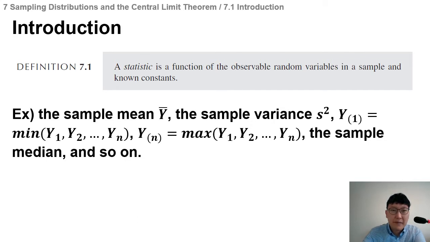So the sample mean y bar, or the sample variance S squared, the minimum of y1, and the maximum of y, and the sample mean and so on. They are examples of a statistic, and they are all derived to describe the population.